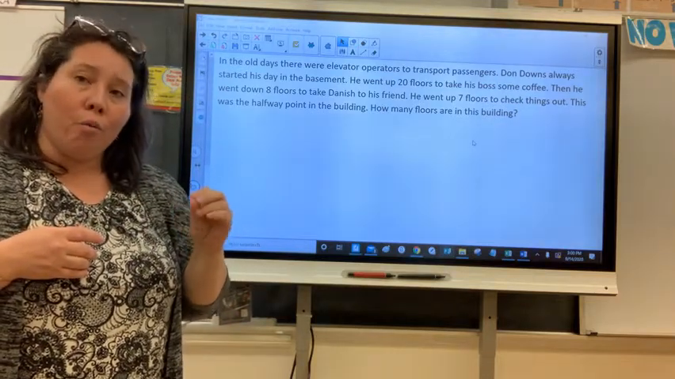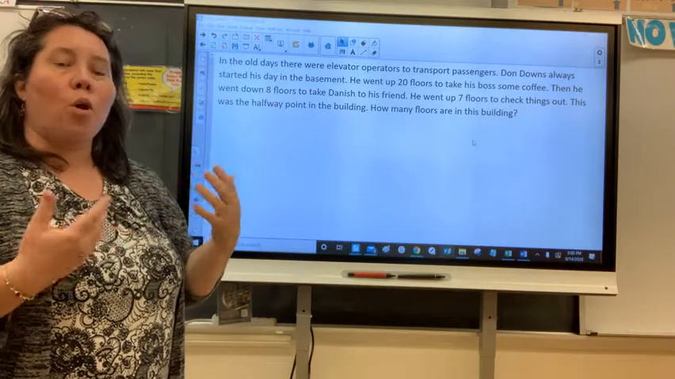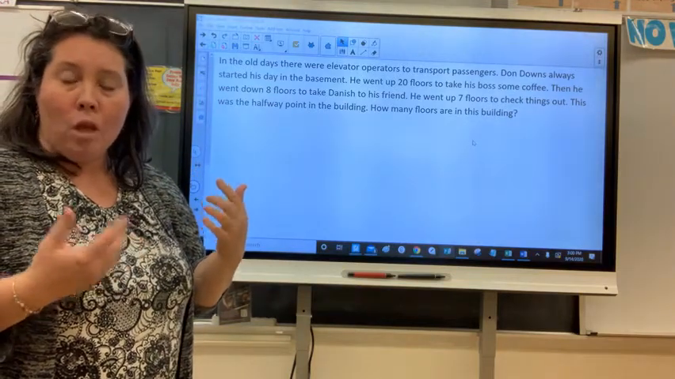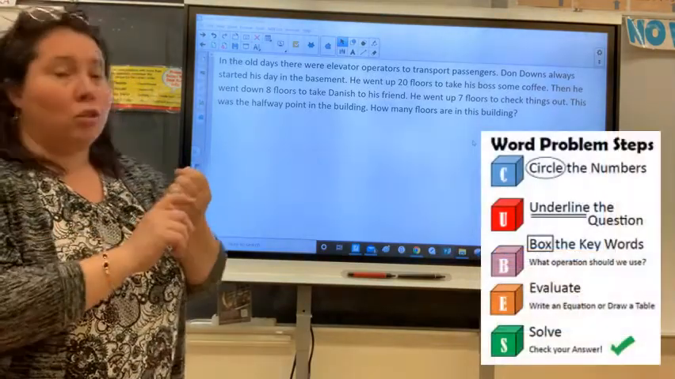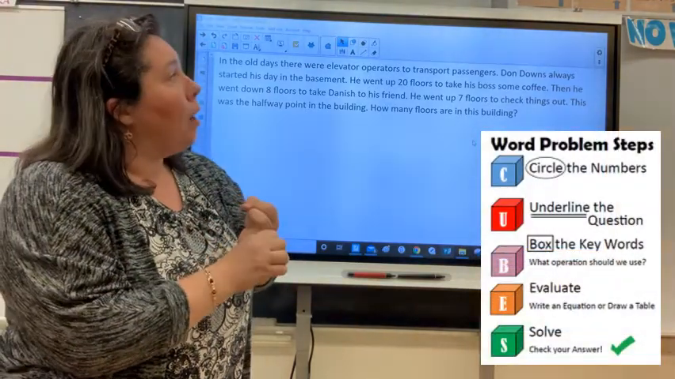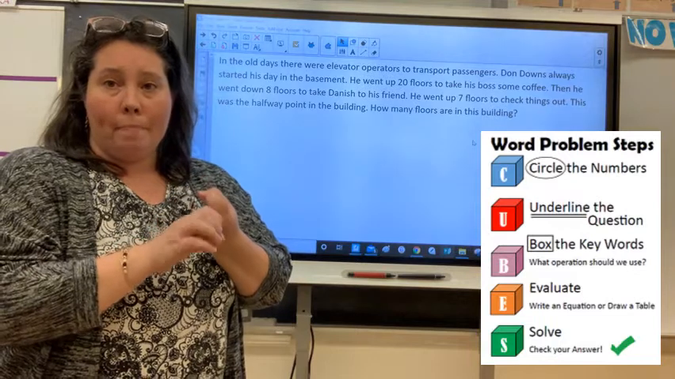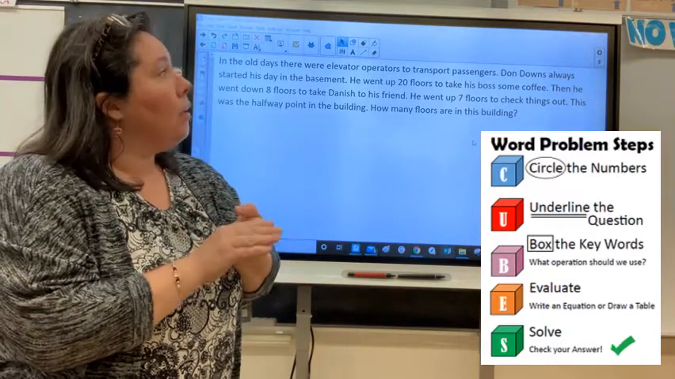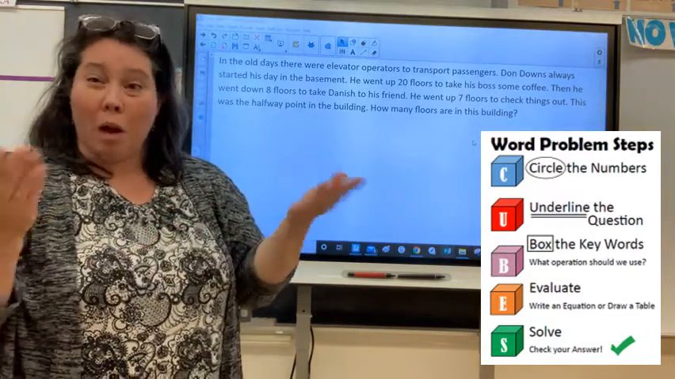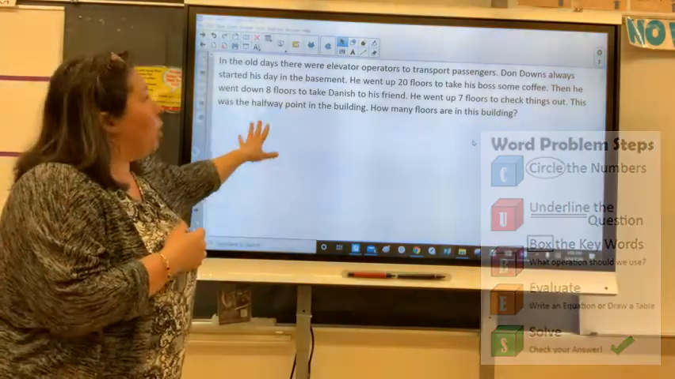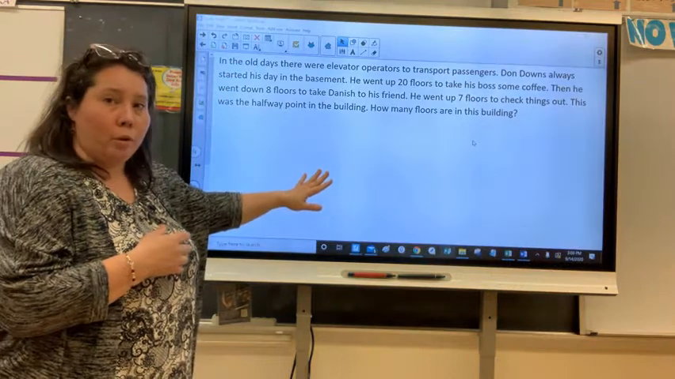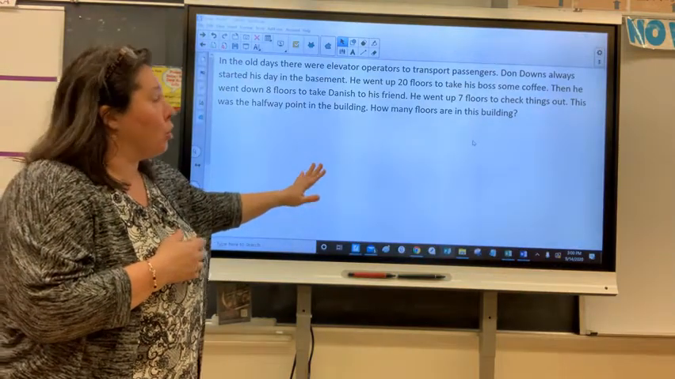Now we're going to go through it again and check for pieces in the word problem that can help us. So we're going to think of CUBES. CUBES is: circle the numbers, underline the question, box the keyword, evaluate, come up with a plan, and then solve. So we're going to look for the key numbers that we need, and we're going to circle them.